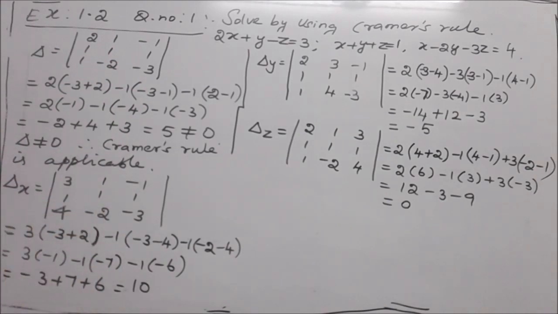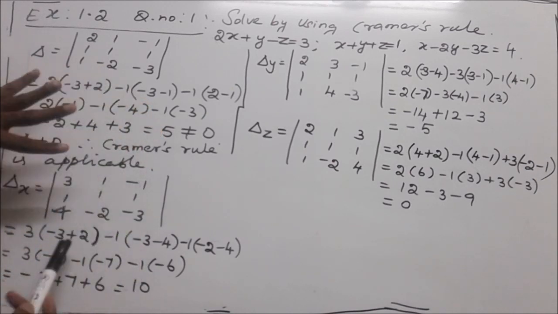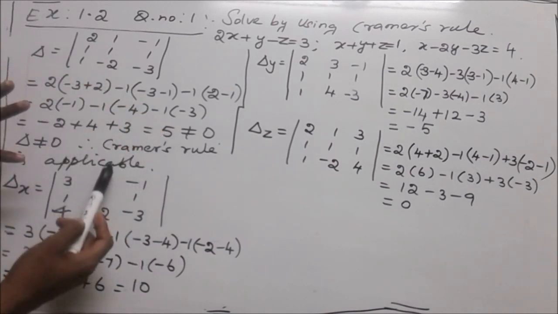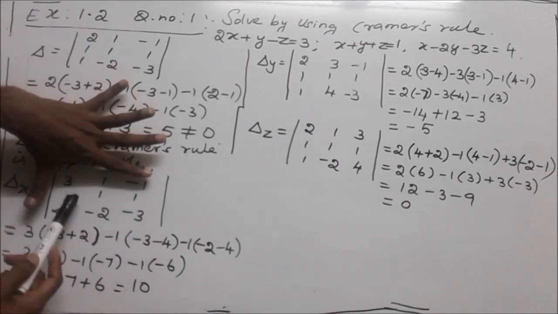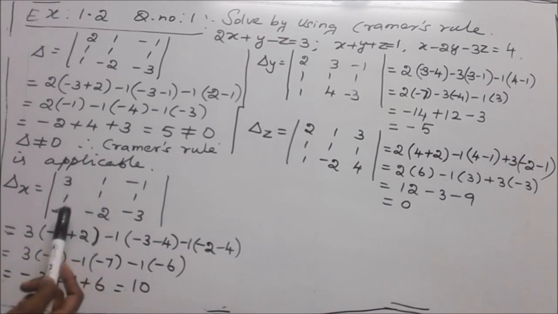Now expanding this with respect to R1, 3 into minus 3 plus 2. Then this one changes its sign, minus 1 into minus 3 minus 4, then minus 1 into minus 2 minus 4. Simplify, we have 3 into minus 1, minus 1 into minus 7, minus 1 into minus 6, that is equal to minus 3 plus 7 plus 6. Then totally we have 13 minus 3, 10.